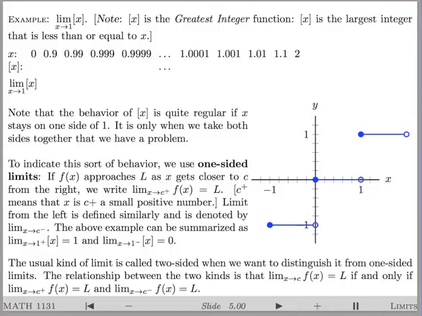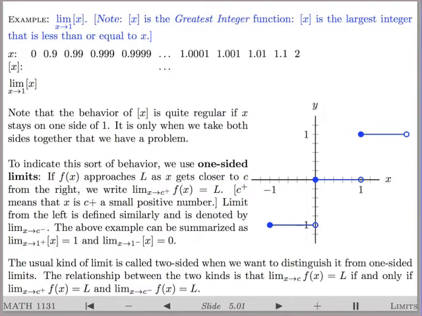Welcome. In this session, we will look at some examples where limit in the sense we defined before does not exist, and we'll also look at some ways of extending the concept to cover some of these situations. Our first example is the greatest integer function.